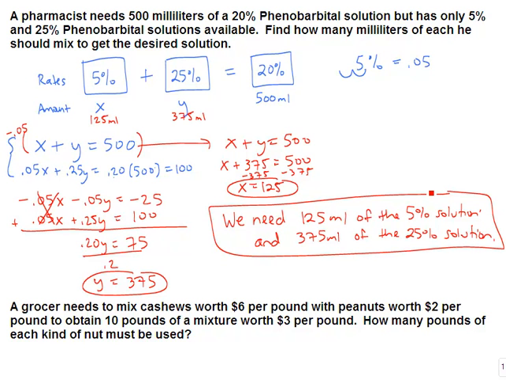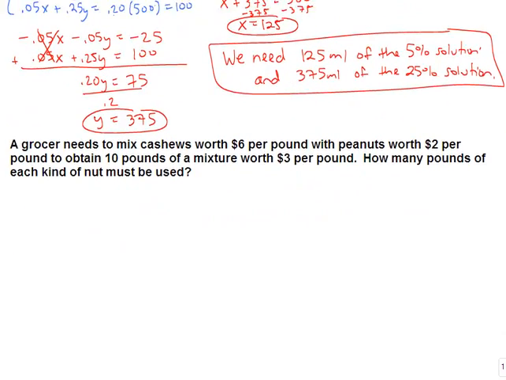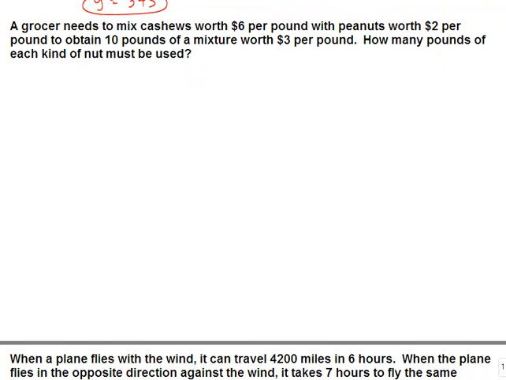Okay? Let's try another one. We're going to do one more mixture problem. Now, on this particular example, it doesn't look like your straightforward mixture problem because you don't have any percents showing up, but it can be treated just like the last example. So here we have a grocer who needs to mix cashews worth $6 per pound with peanuts worth $2 per pound to obtain 10 pounds of a mixture worth $3 per pound. How many pounds of each kind of nut must be used?